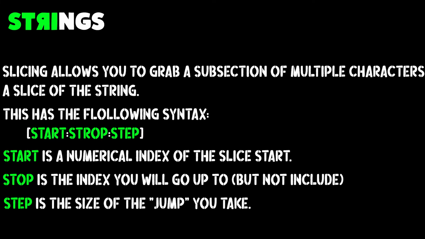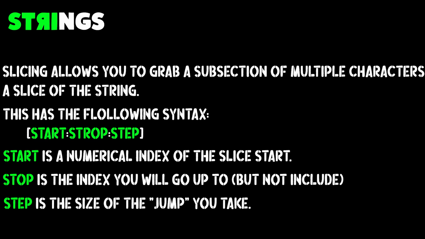Furthermore, slicing also allows you to grab a subsection of multiple characters, as we talked about earlier, or a slice of the string. In order to do that, we need to provide three things in the square brackets. The first thing would be the starting point of the slice that we want to grab. The second one would be the stop point, or where we want to end that slice, and the third part would be the jump we want to make.